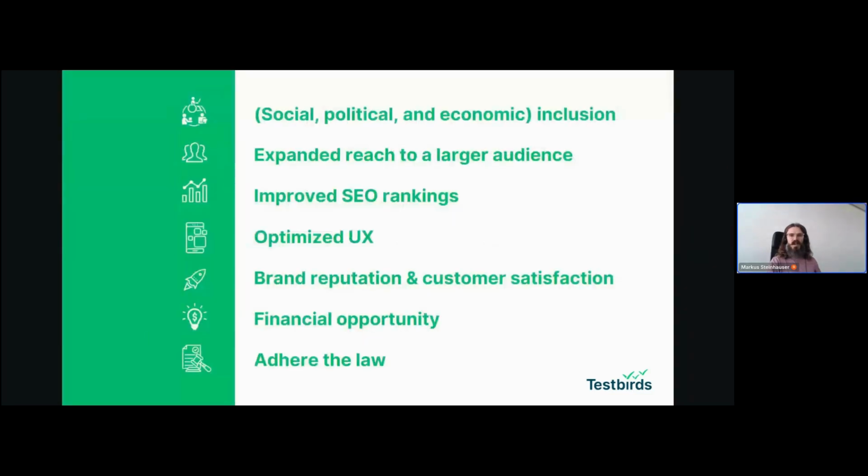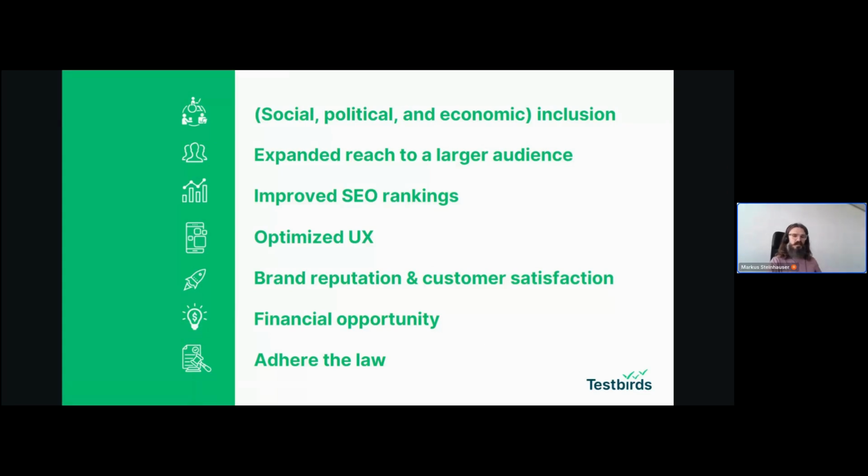So from a "why should we build accessible products" point of view, I think the most important topic is inclusion, right? Everyone should be able and has the right to access all of the things that everyone else is also accessing. There needs to be the same rights to access products and services that everyone else has.